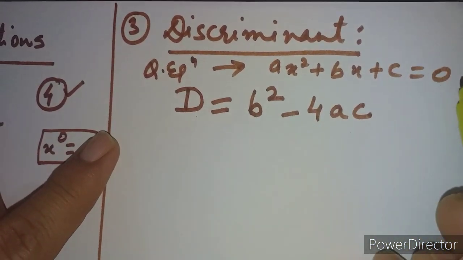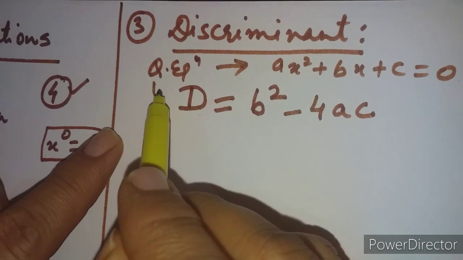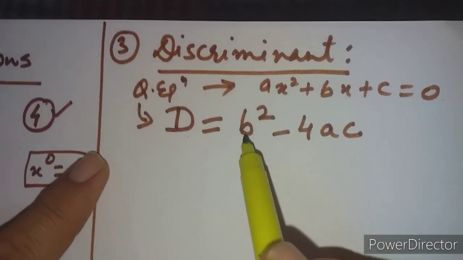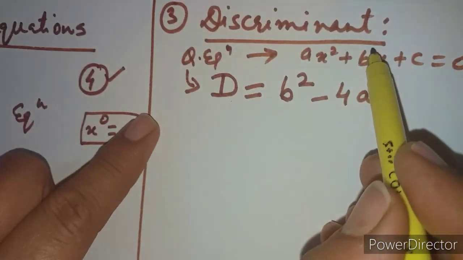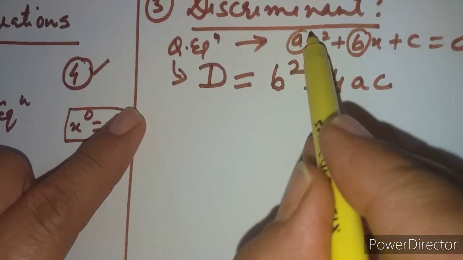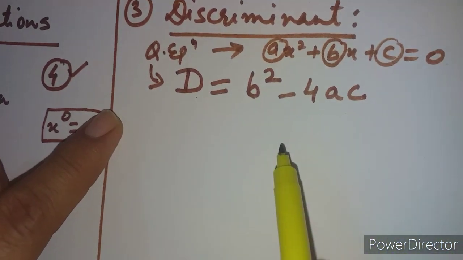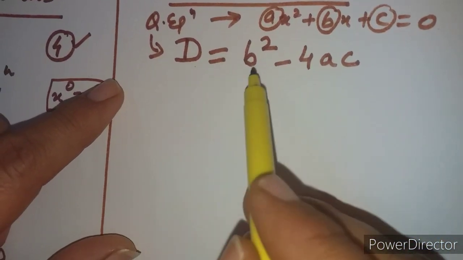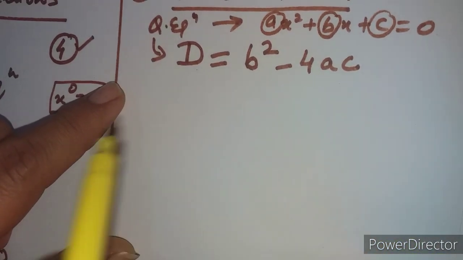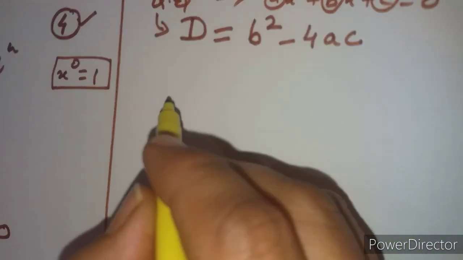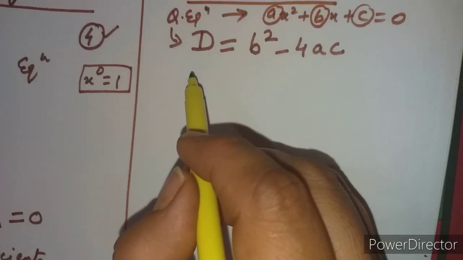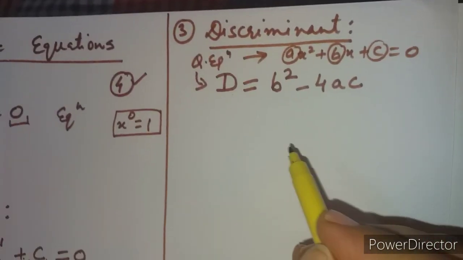If this is the quadratic equation, then for that the value of D will be b square minus 4ac. What are b, a, c here? b is this value, a is this value, and c is this value. So very clearly please remember this formula. Value of discriminant is b square minus 4ac. I will take up one example to show how to calculate the value of the discriminant for any question.